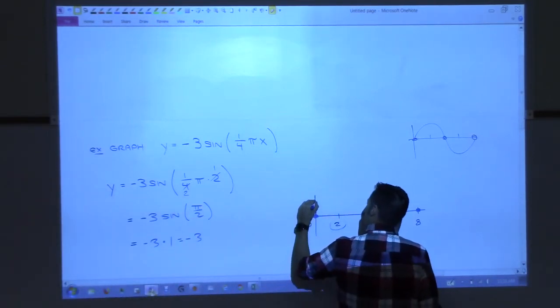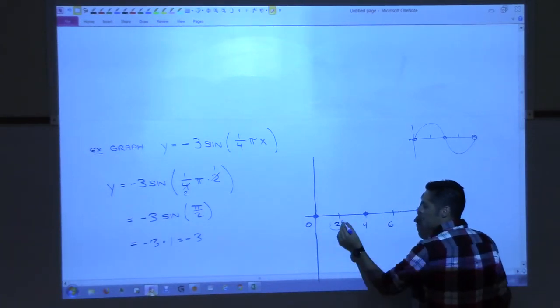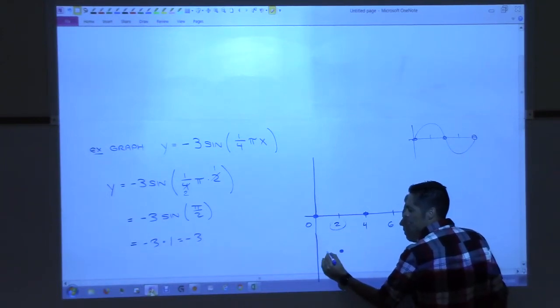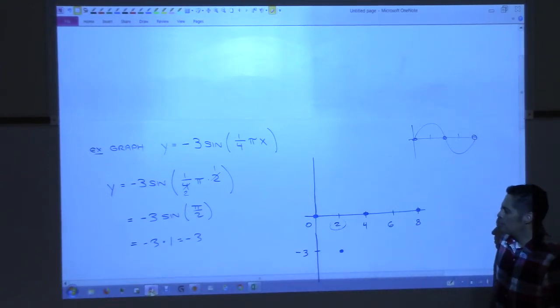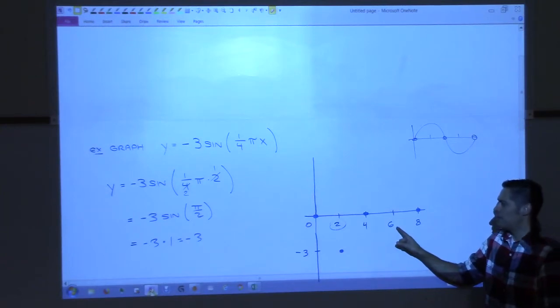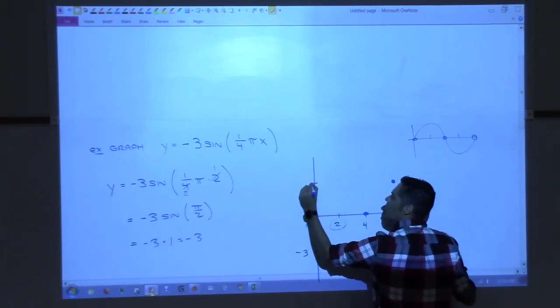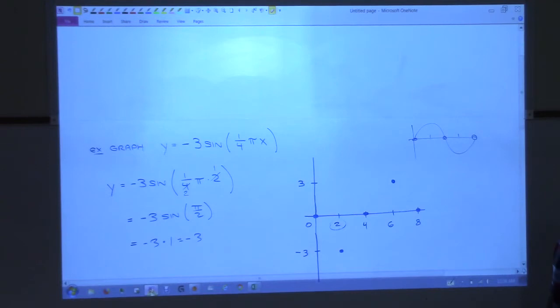Okay, so now I have an idea of how big this needs to be. At 2, I should be at -3. So I'm just going to put a point down here and mark it as -3. And then what does that mean is happening at 6? It should be +3. So +3 would be, I don't know, about right there. I mark it over here as +3. We good? That should be enough, right?